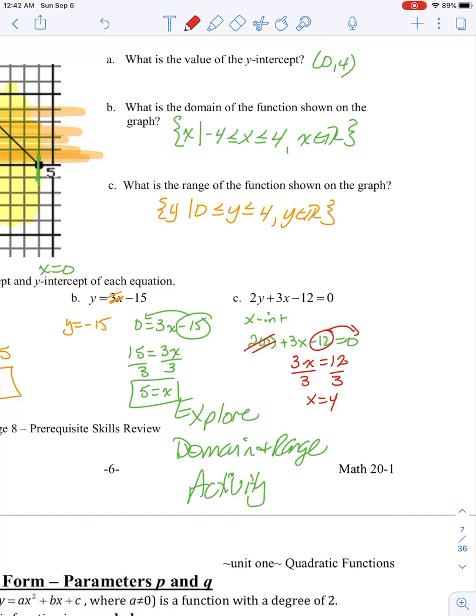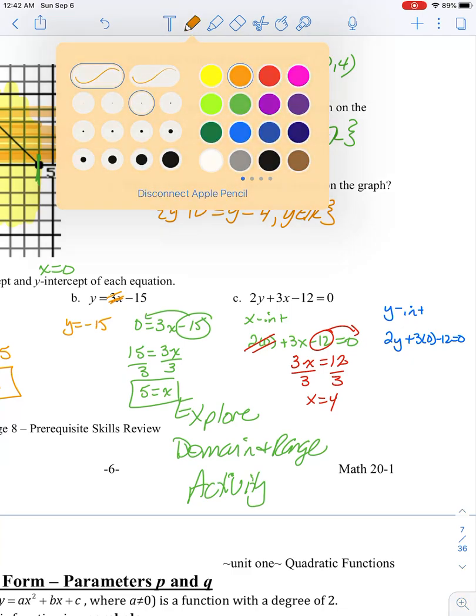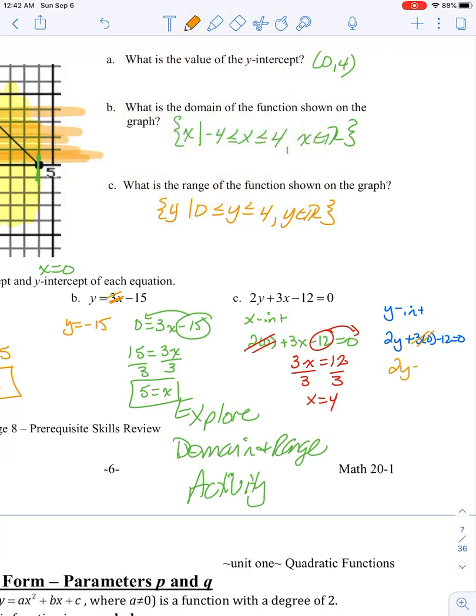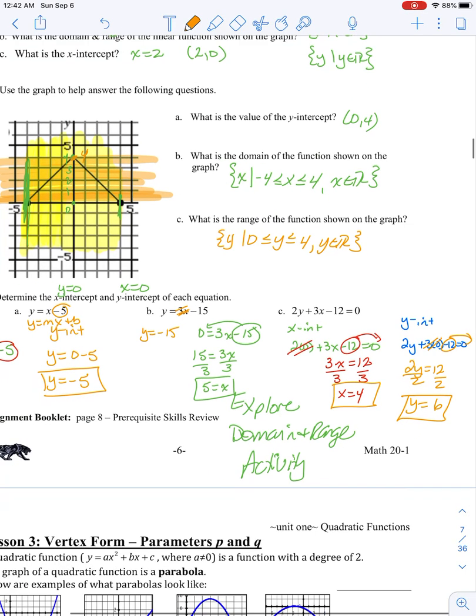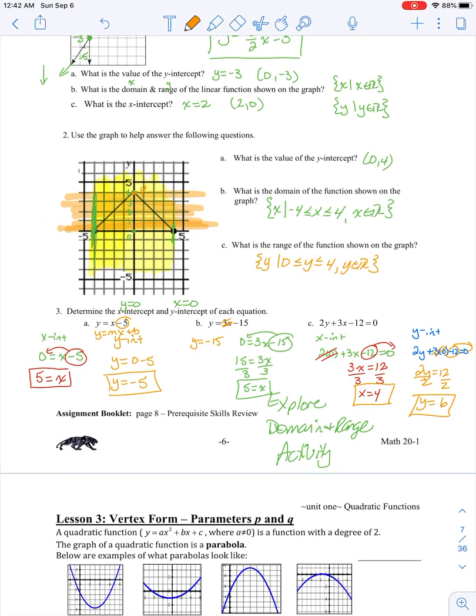Okay, and when we look at the y-intercept, again, x is 0, so we get 2y plus 3 times 0 minus 12 equals 0. That term is gone, right away that one's gone, and we get 2y equals 12. Again, we move that negative 12 over, and dividing both sides by 2, we get y equals 6. Okay, so there's our x and y intercepts for each equation. And I would recommend you do the prerequisite skills review, pretty much the whole page. Okay?